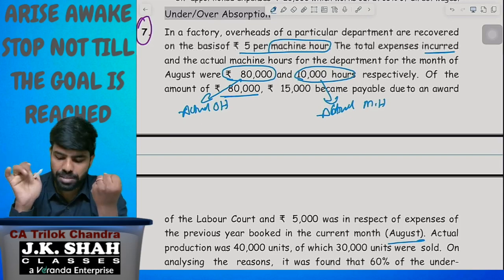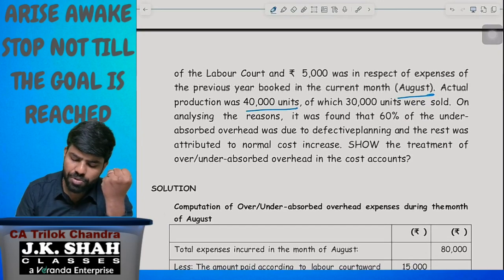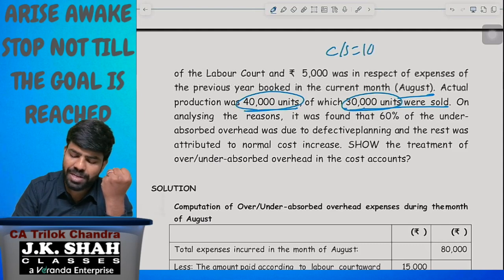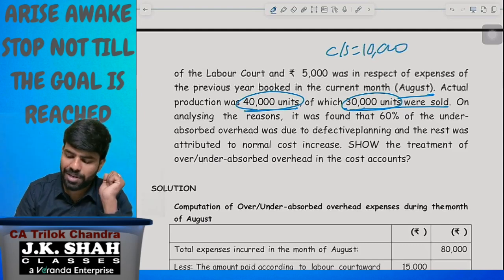Are you following the discussion? Next. Actual production was 40,000 units, of which 30,000 units were sold. Production is 40,000, sold is 30,000, closing stock equal to 10,000. There are no work in progress details in this question.